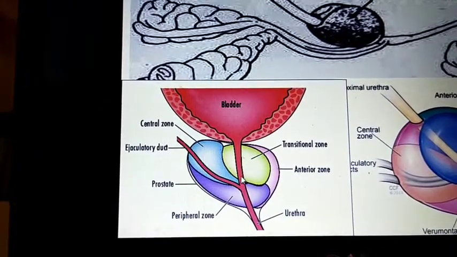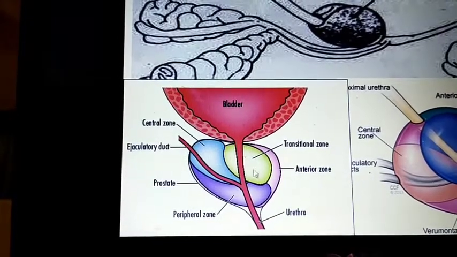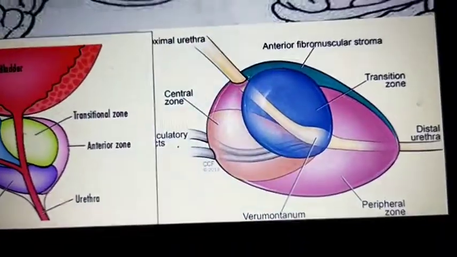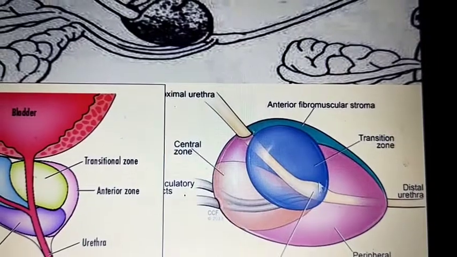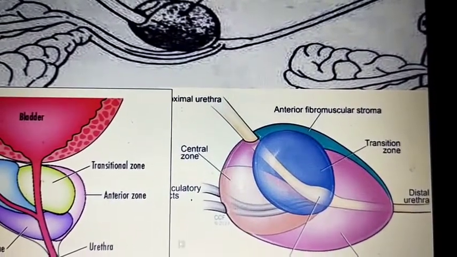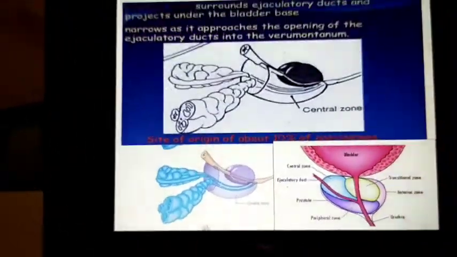Just above that is the urethra, the prostatic urethra, and this area is the transitional zone. You can see it in this picture also. These are the ejaculatory ducts, and this is the urethra; the transitional zone covers the proximal part of the urethra. Okay, now we can go to the central zone.